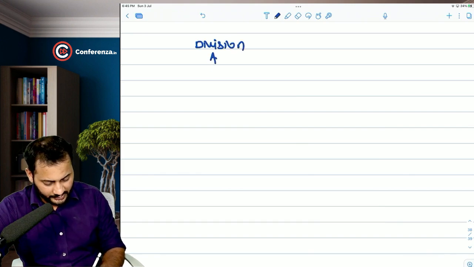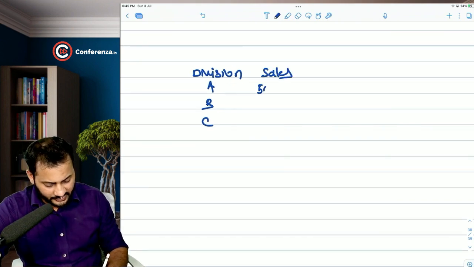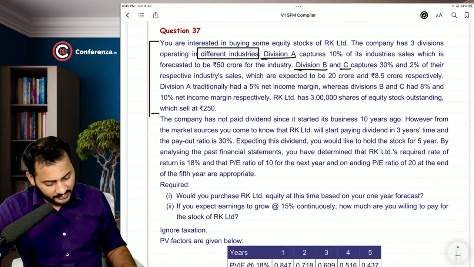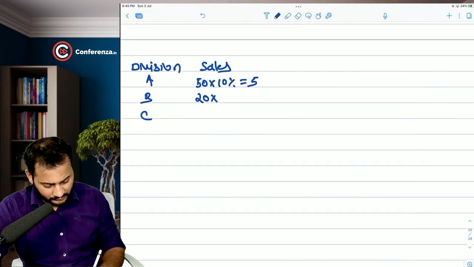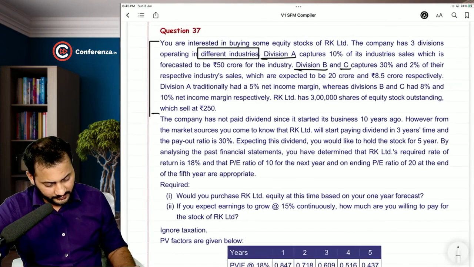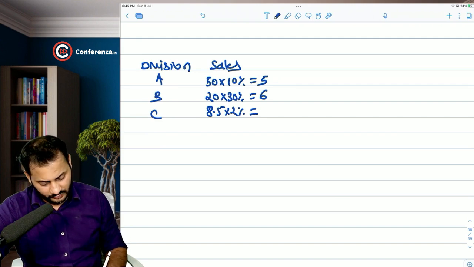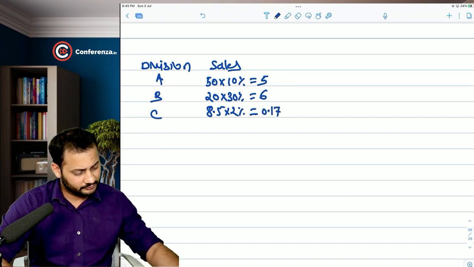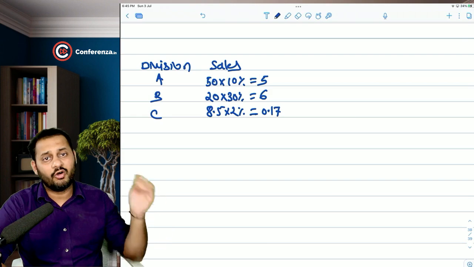Division A, B, C and sales. Can we say 50 crore? No, sir. 50 crore into 10%, which means 5 crores. And then 20 crore into 30%, which means 6 crore. And 2% of 8.5 crore, 8.5 crore into 2%, around 0.17 crore or something. So these are the total sales of divisions A, B, C of RK Limited.